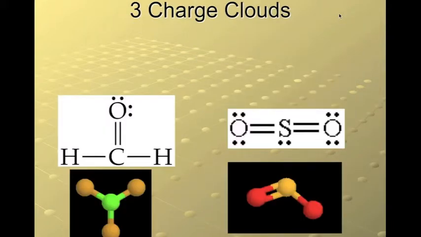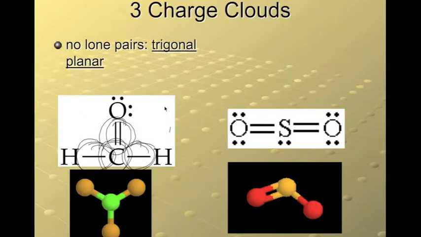If we have 3 charged clouds, we did this one the other day, this is formaldehyde, and we have 1, 2, 3 charged clouds. You might be saying to yourself, well, that's a double bond, does it count as 2 charged clouds? No, multiple bonds still only count as 1 charged cloud. So if I'm looking around carbon, I have 1, 2, 3 dashes, so it's 3 charged clouds. I don't have any dots around carbon, so there are no lone pairs. It's going to be trigonal planar.